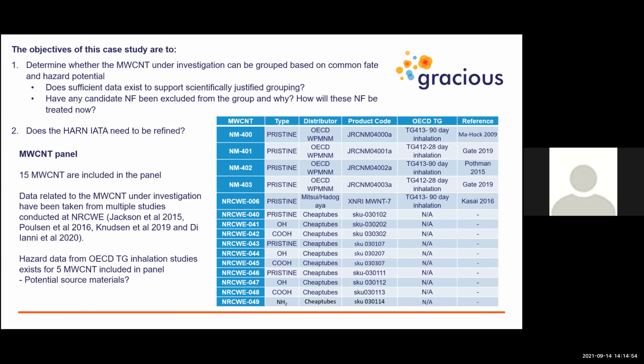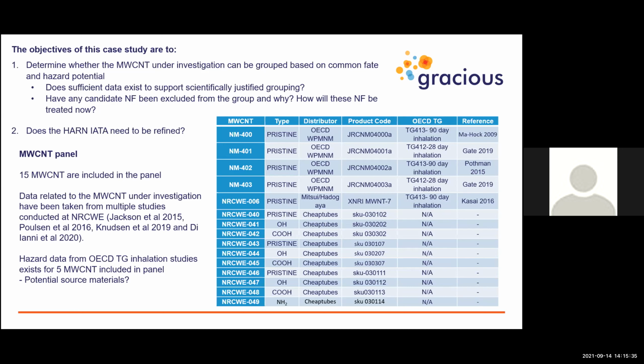The specific objectives of this case study were to determine whether this panel of multi-wall carbon nanotubes could be grouped based on a common fate or hazard potential. It was a literature-based study, so we wanted to know if sufficient data existed in the literature to support a scientifically justified grouping. And we also wanted to look at if any of the candidate nanoforms have been excluded from the group and to try and understand at what point and why, and then also how would these nanoforms be treated following on from rejection of this hypothesis. Then more generally, we also wanted to use this case study to evaluate whether the HARN IATA needed any refinement or clarifications.